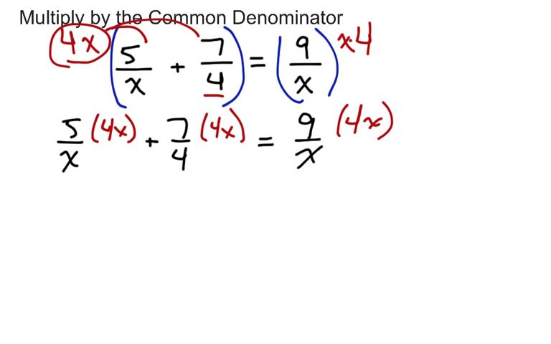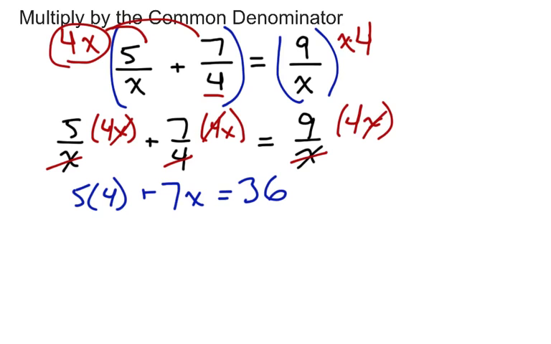Now look for things to cancel. And here, the x's will cancel. So we'll have 5 times 4. Plus, in the next term, the 4's are going to cancel. So we'll have 7 times x. And lastly, on the other side, the x's cancel. So we'll have 9 times 4, which is 36.